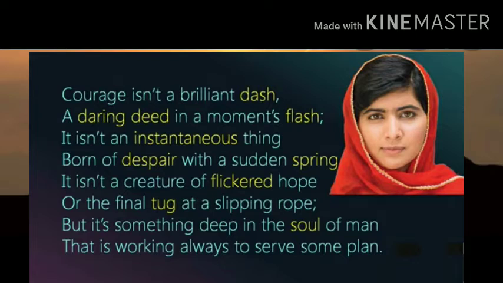It isn't a creature of flickered hope. Flickered means shone unsteadily, so the shining will be in an unsteady way. The shining of the creature, that is a small living thing, will not be created just like that for the creature, or the final tug at the slipping rope. This rope is very slippery, and at that time we have a final tug. Tug means pulling the rope very hard and very quickly. So courage does not come like that, but it is something deep in the soul of man.